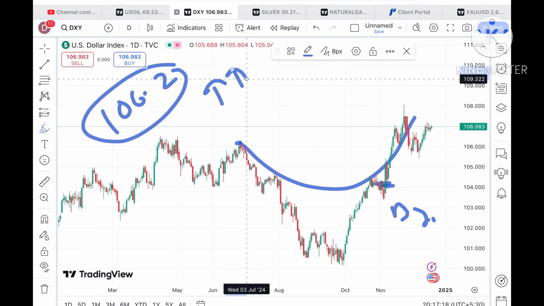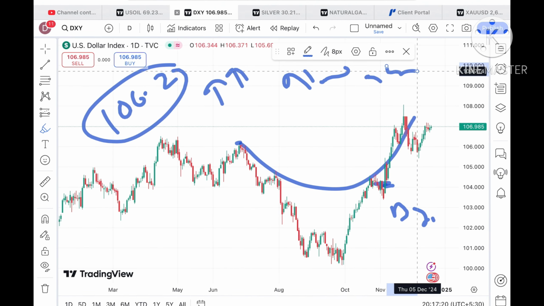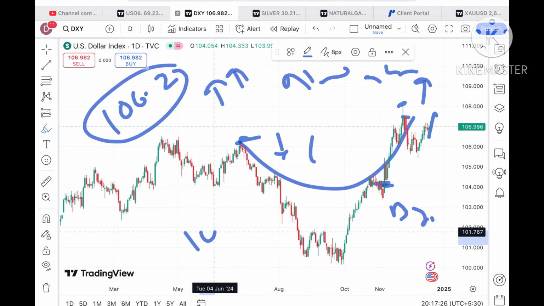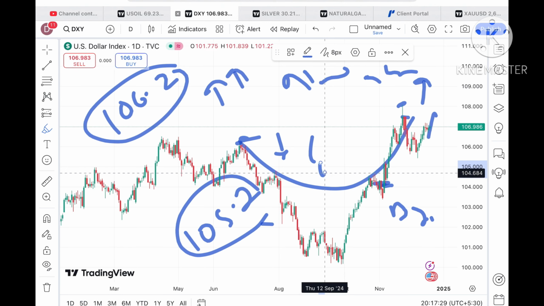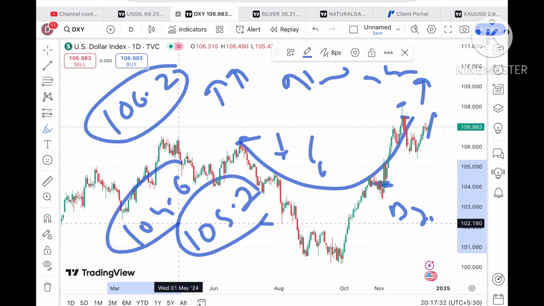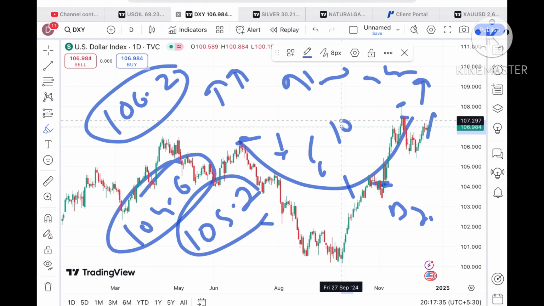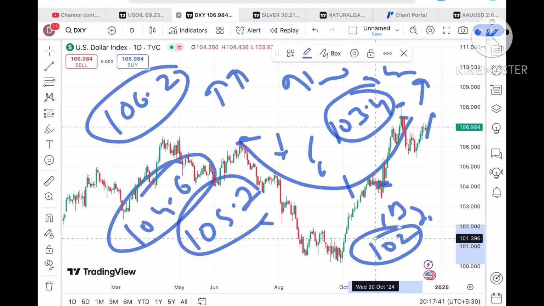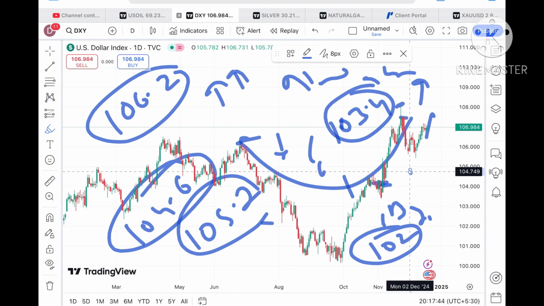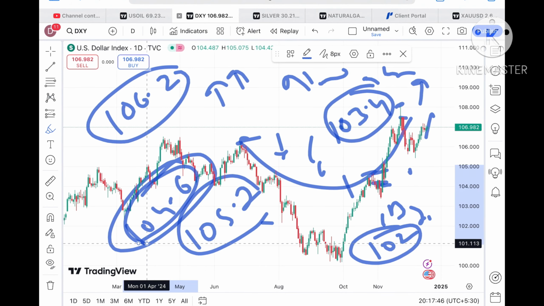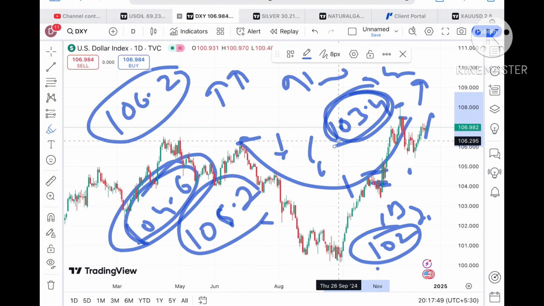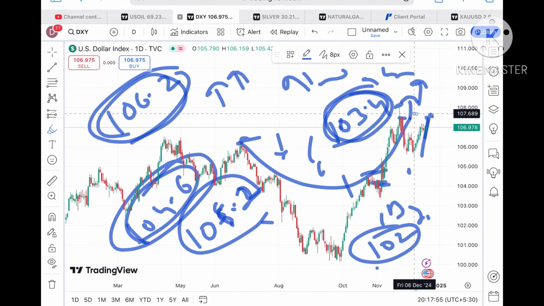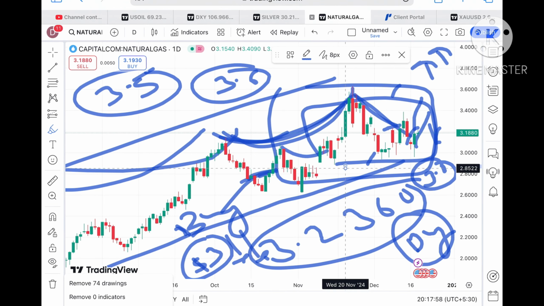But if the price starts falling below a level of 106.2, we can see a further downfall, because this is the pattern and this is a strong level. If the price falls below 106.2, we can see a further fall towards 105.2 to a level of 104.6, and once the price falls below 104.6, we can see a level of 103.4. If the price falls below this level, the chance of touching 102 is also there. Again I repeat, after 106.2, we can see 105.2 to 104, and then a further downfall.